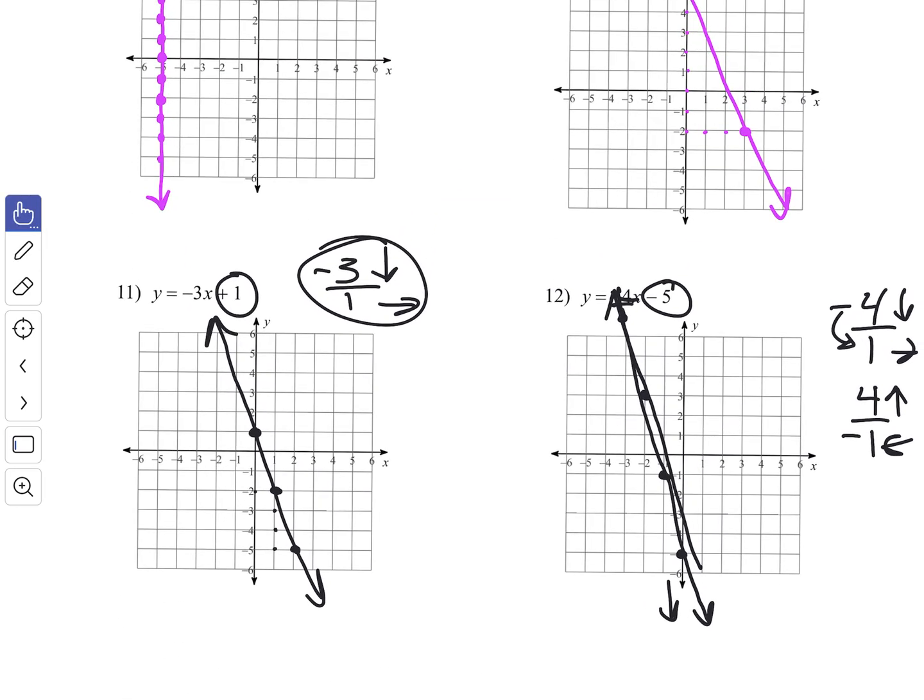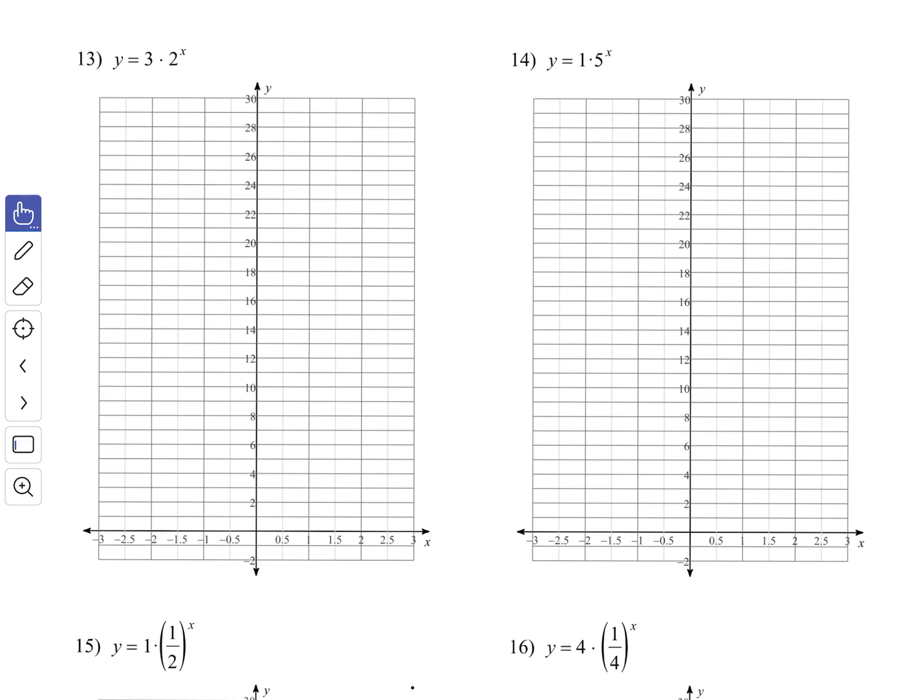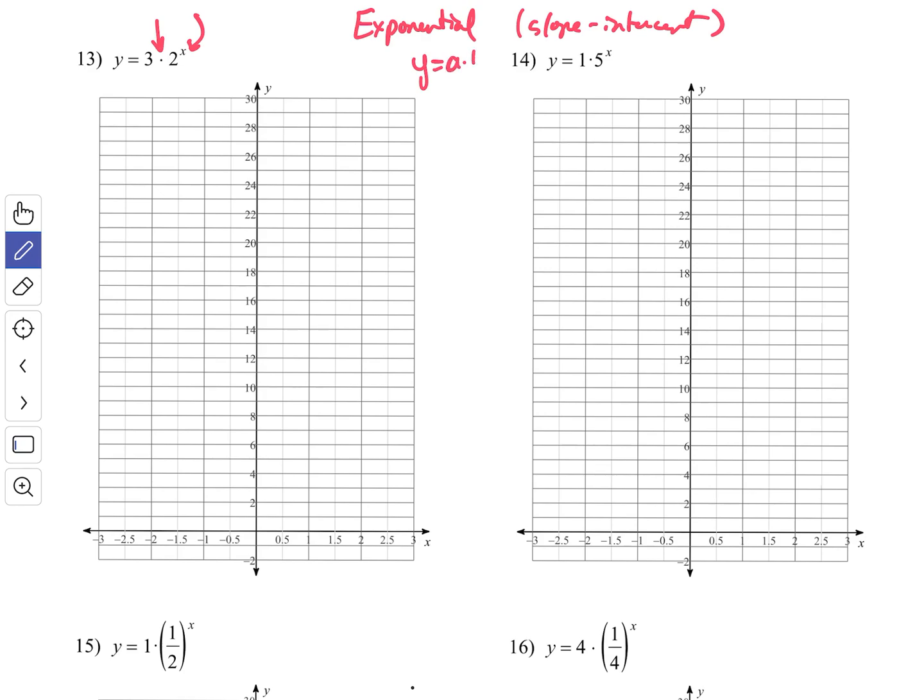Okay, all done with this page. Okay, now we should notice something different here. Now we are no longer with our linear. Now we're dealing with some exponential. The reason I know it's exponential is because I see multiply and I see the exponent. It's kind of slope-intercept, not really slope, but its form, right, is y equals a times b to the x, where b is our growth, our factor, what we're multiplying by, and a is our y-intercept.